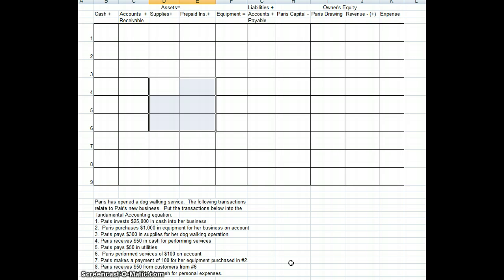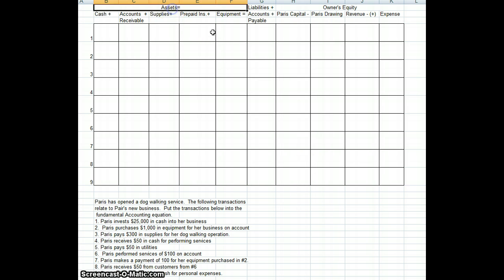We're going to look at putting business transactions into the fundamental accounting equation. So what we have here is Paris. She's opened a new dog walking service, and 1 through 9 are her transactions that she's incurred during the month. We're going to put them up here in our fundamental accounting equation.